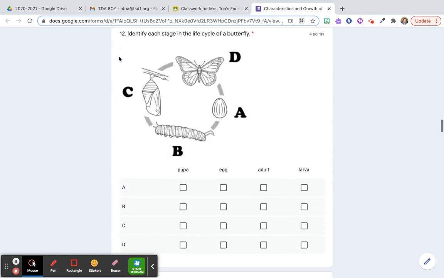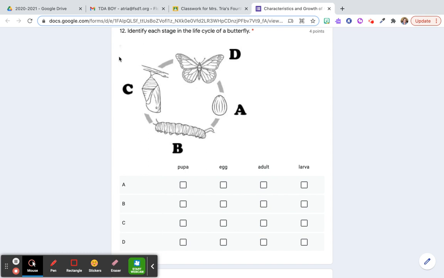Number 12, identify each stage in the life cycle of a butterfly. We have A, B, C, and D, and you have to tell me which each stage is. Pupa, egg, adult, or larva.